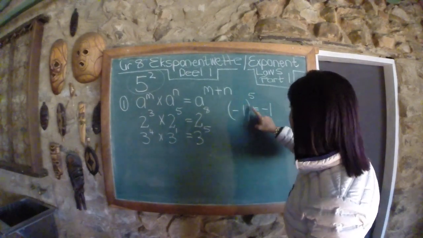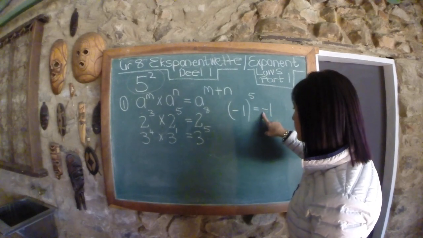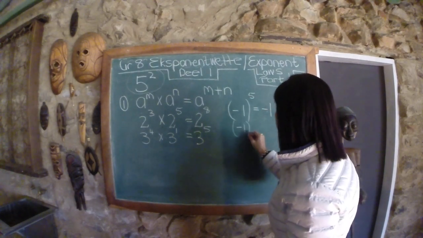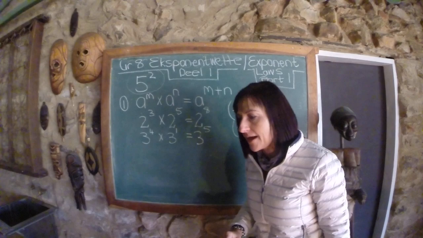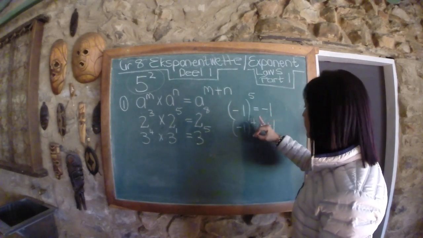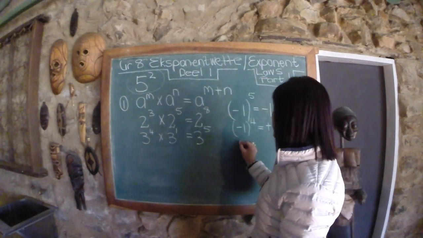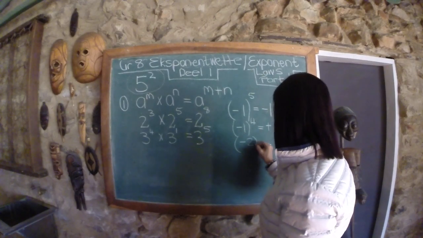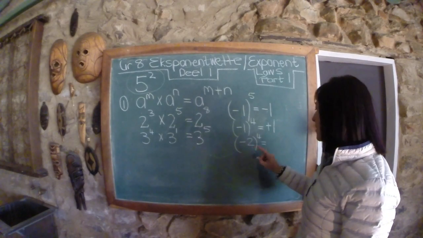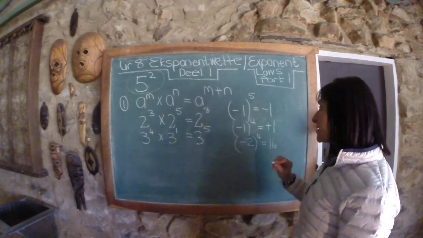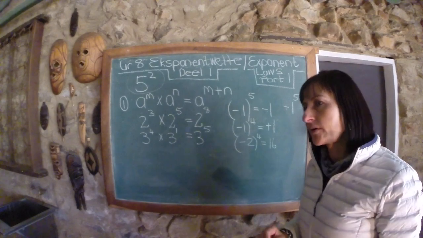So when it's in brackets and the exponent is uneven, the answer will always be minus. If it's an even exponent, the answer will always be plus. So you can remember that. Uneven, minus. Even, plus. If it's a negative base. Say for instance we've got minus 2 to the power of 4. It's always a plus. And 2 to the power of 4 gives me 16. Just be careful. When this is not in brackets, it's a different story.